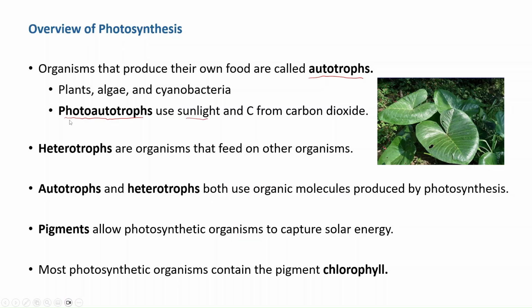The consumers feed on other organisms and are called heterotrophs because they eat other food. They don't make their own food, they eat the food that somebody else has made. But both autotrophs and heterotrophs are going to use the organic molecules made in photosynthesis. Another important term, pigments. These are molecules that allow photosynthetic organisms to capture the solar energy. Okay? And the most important pigment we're going to be talking about is chlorophyll, the green pigment of leaves.